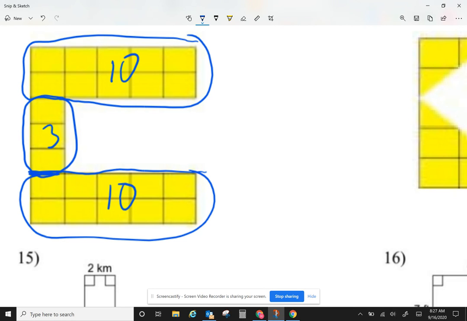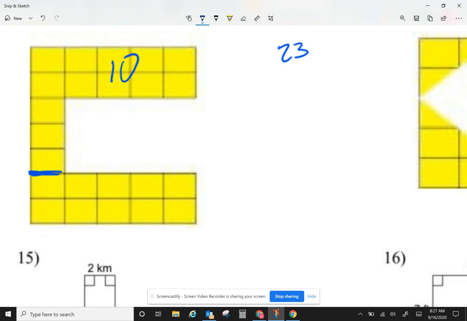So I broke my area into rectangles. And the reason why is because I know the area of a rectangle, length times width. So I can just add the areas. 10 plus 10 plus 3 is 23. That's one way of doing it.